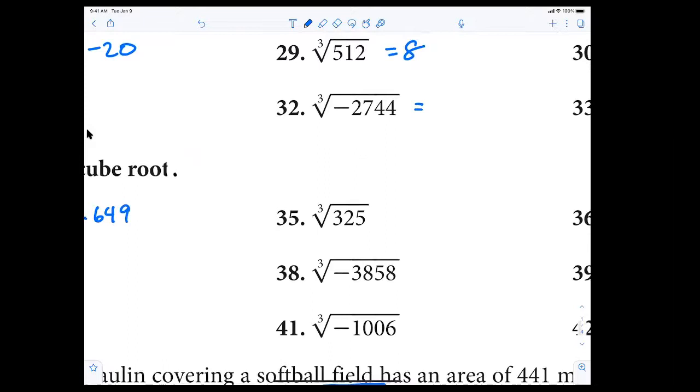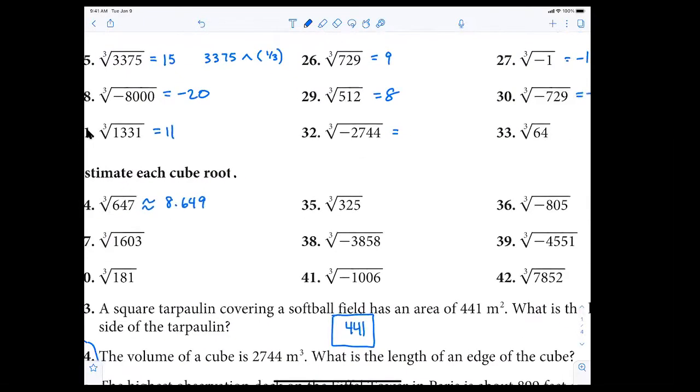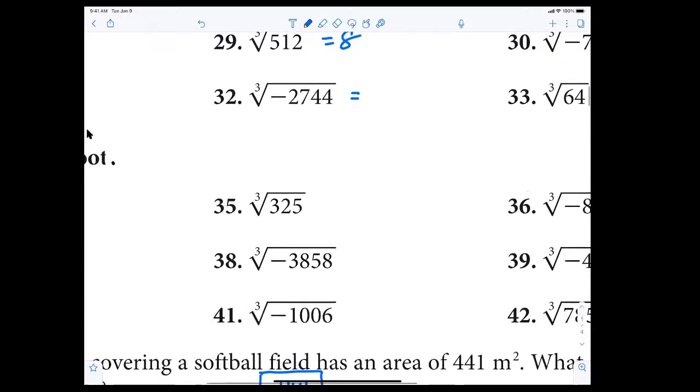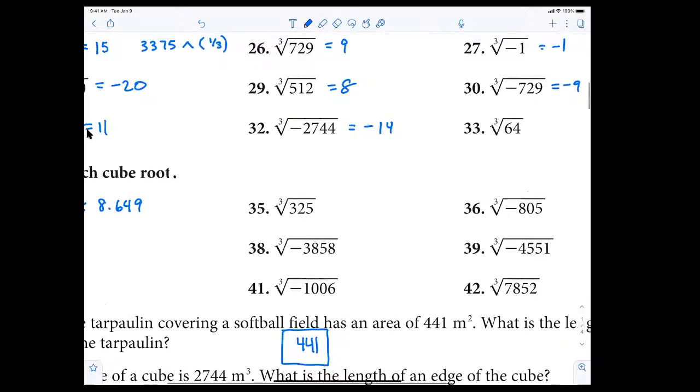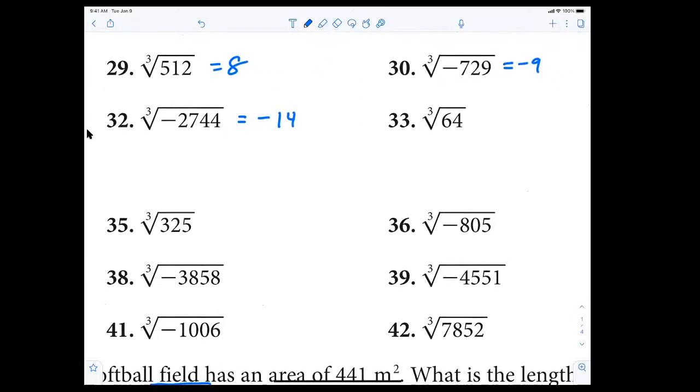Do cube root of negative 2744. I'm on 32, all on the first page. I'm waiting. I'm asking you about 32. What did you get? Is that right? Negative 14. I said negative 14, I just didn't hear you. Okay. Negative 14. 33. Go. Guys, just stop and let me finish.